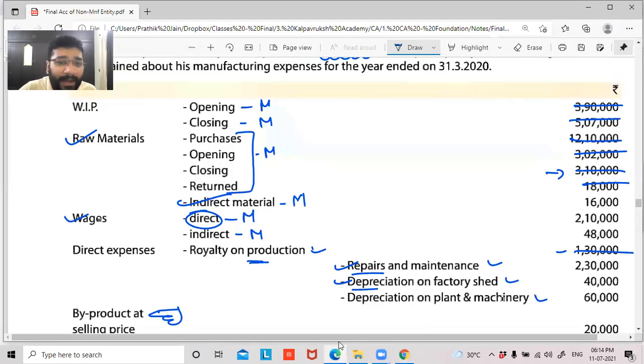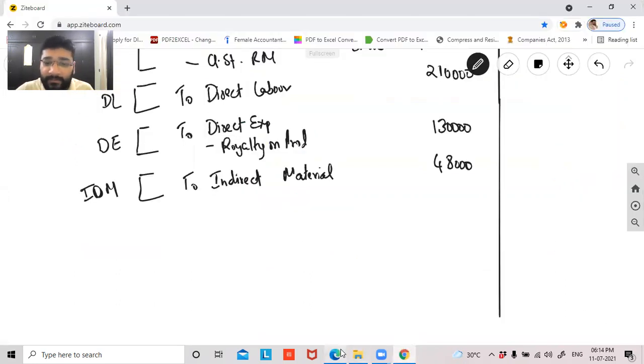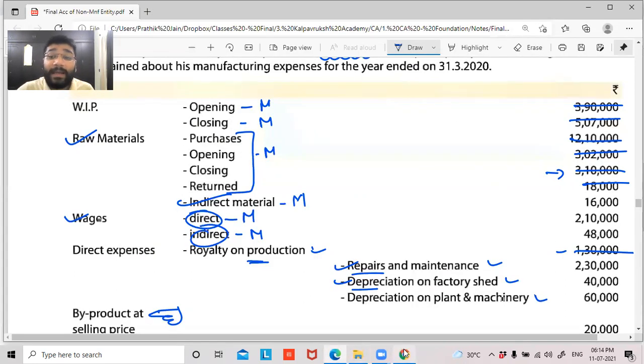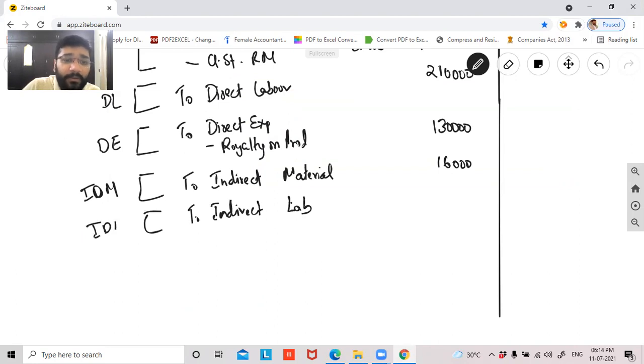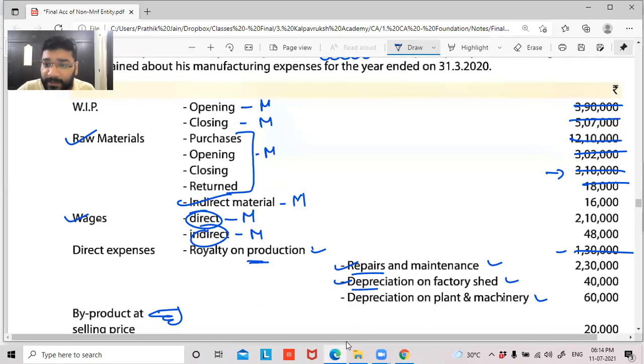Then, do you have any indirect labor? Yes, it is 16,000. Okay, I've recorded indirect labor, 16,000. So we have two indirect items: this is your indirect material, which is 48,000, right? Yes.